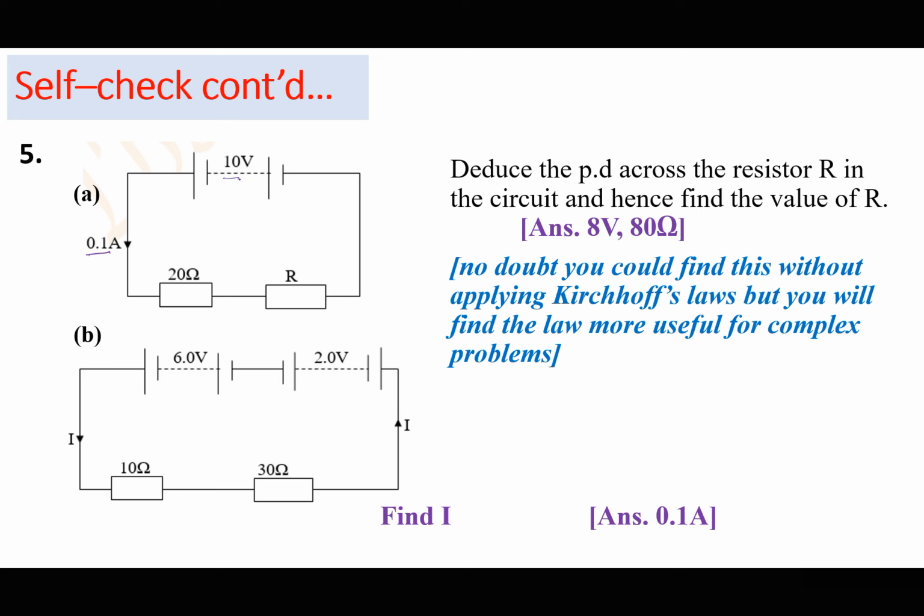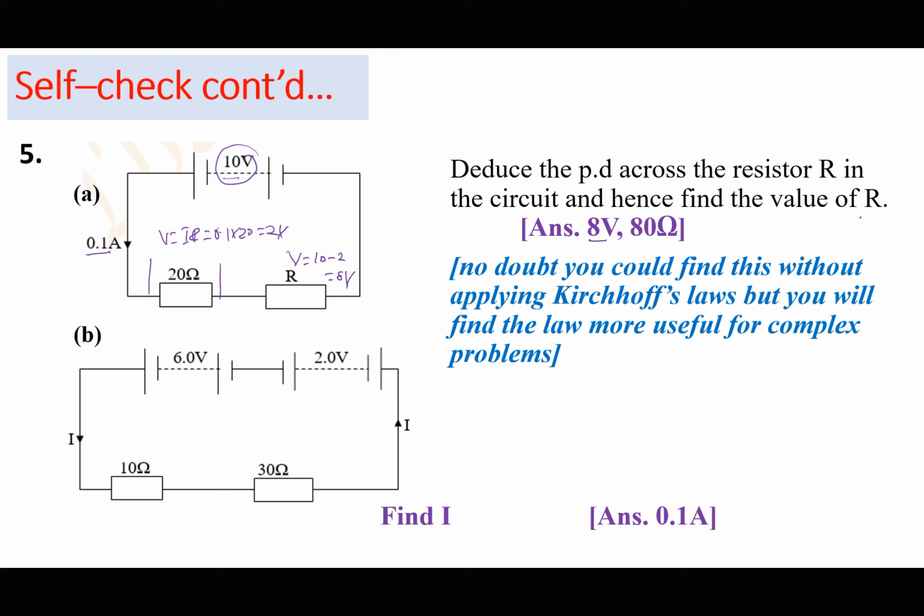Okay, so it is easier for me to find the PD across this one because I know V is going to be equal to I times R, which will be, for 20 ohms, 0.1 times 20, which is going to be equal to, I think that is 2 volts. But remember the supply is 10 volts, so the balance should be across R because the 10 volts is divided in the ratio of the resistances. So the PD here is going to be 10 minus 2, which is equal to 8 volts.